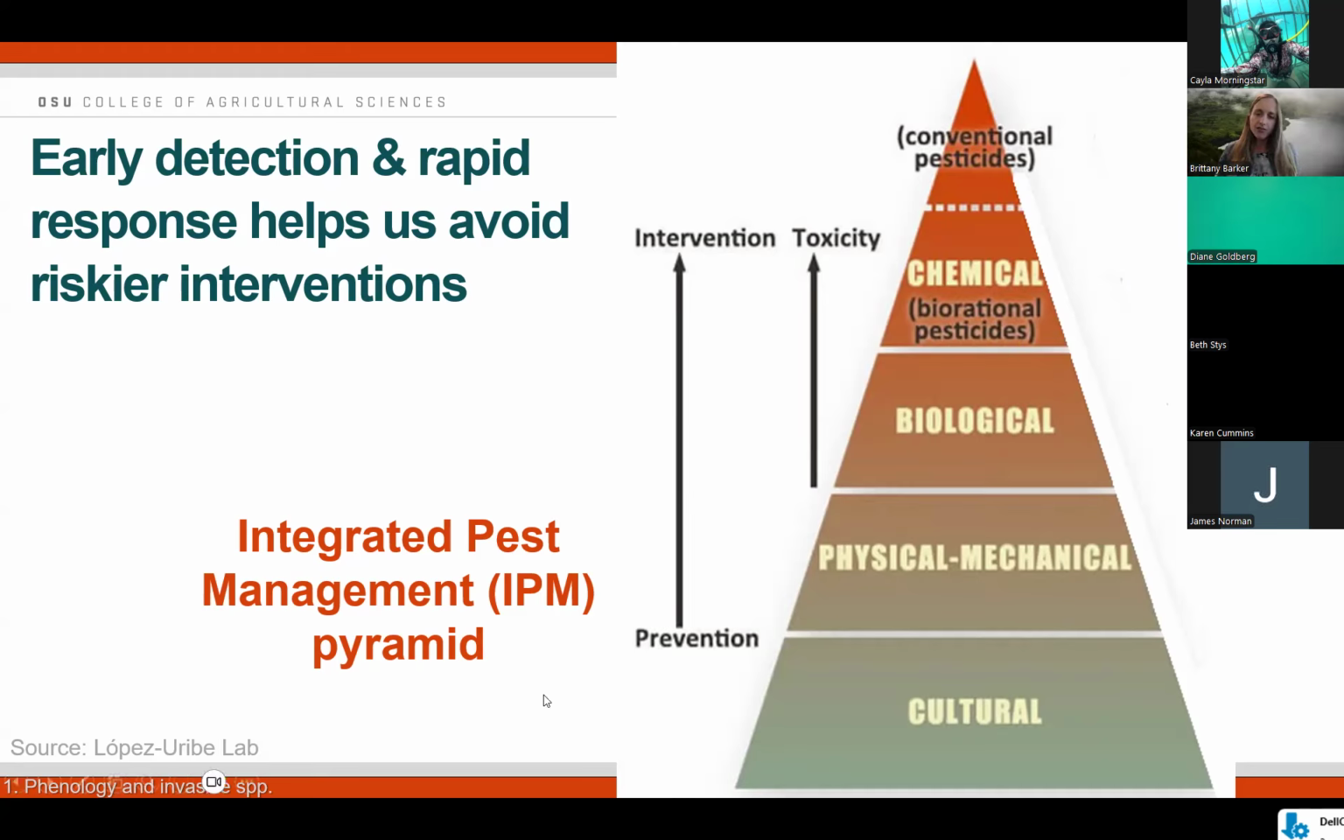Examples of physical and mechanical controls could be tilling or manually pulling out a weed. And I think the biological aspect of the pyramid here could be releasing biological control agents, or maybe Bt, different biopesticides. And the chemical controls tend to get a little more risky. The toxicity is increasing, potentially riskier for the environment and for human health. So we want to try to avoid those when we can.